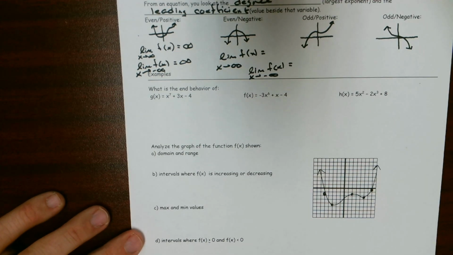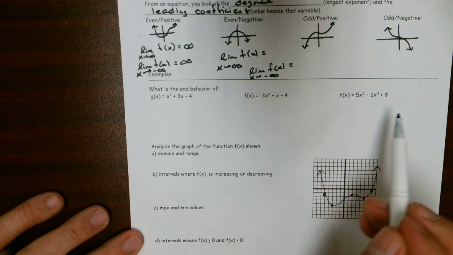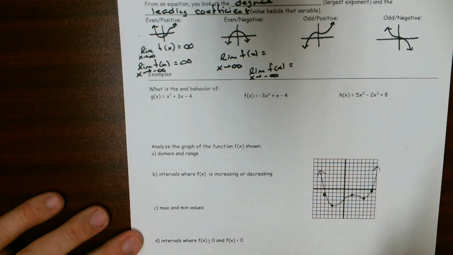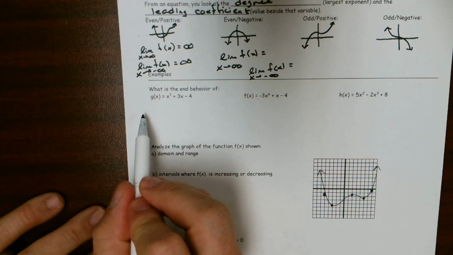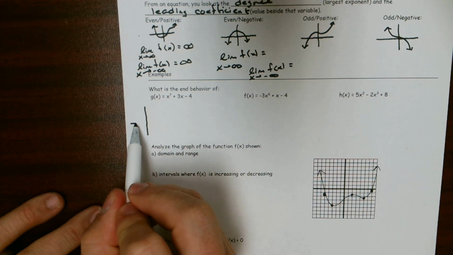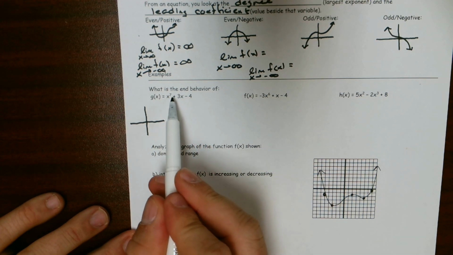Okay, so I'm going to do one of these next ones with you, and then you guys are going to do the last 2 on your own here. But we're asking about what is the end behavior. So what is the infinite limit of this graph? So let's look at this first one. It is an odd degree, x to the 7th power. The highest power is 7.